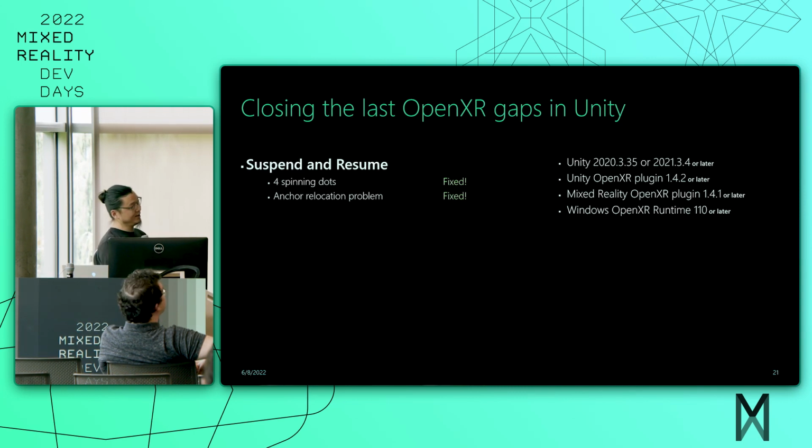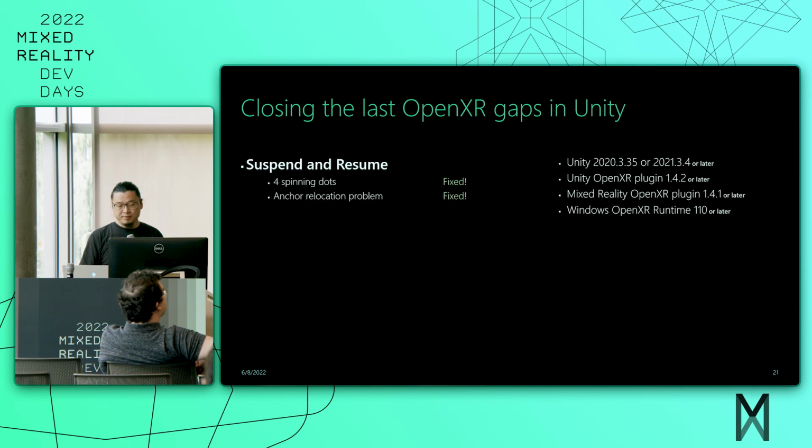On the right-hand side, I captured the versions that contain all the fixes you will need for the suspend resume scenario. It does require you to upgrade everything: the Unity engine, either 2020 or 2021, the OpenXR plugin from both Unity and Microsoft, and also the OpenXR runtime that is running on your HoloLens 2.